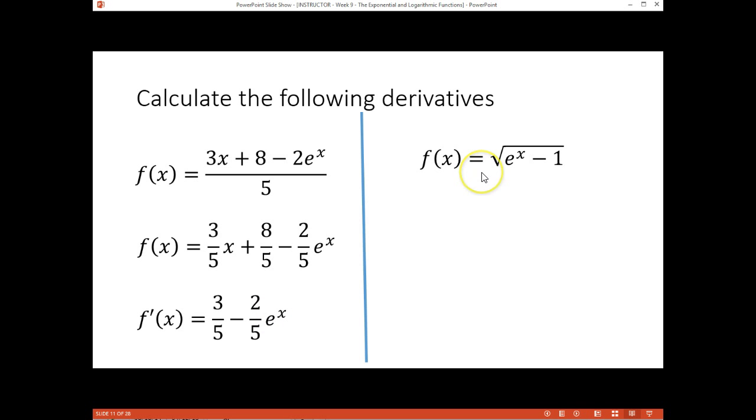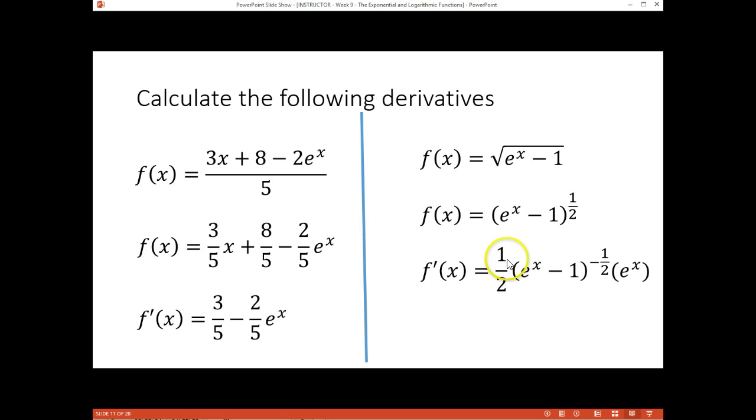Now our next one is we have f of x equals the square root of e to the x minus 1. We do realize we can rewrite this as e to the x minus 1 raised to the 1/2 power. Now, we studied the chain rule in our previous lecture, and your chain rule says you take the derivative of the outside, leaving the inside alone, and then you take the derivative of the inside. So if I take the derivative of the outside function, which is the 1/2 power, I bring the 1/2 down, subtract 1 gives me a negative 1/2.